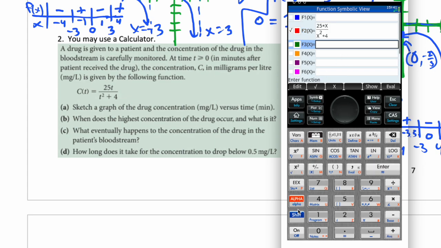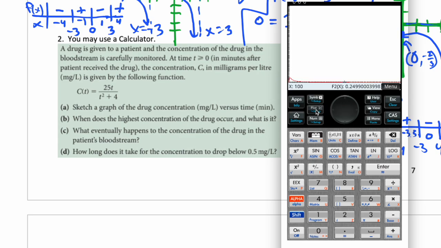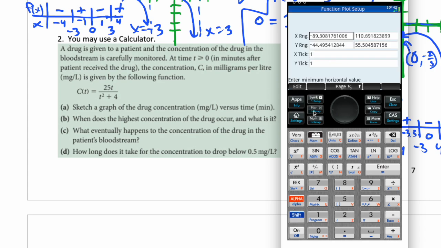And now let's choose our window carefully. Let's go to shift plot. X values are time, and this is in minutes after the drug is received. I don't know, it could go up to like 200 minutes, I suppose. And the concentration of drugs in milligrams, I don't know, let's try 100 and see what happens. Okay, plot, and oh, I went way too big. So we want to zoom in on this part right here. I should have done much smaller.